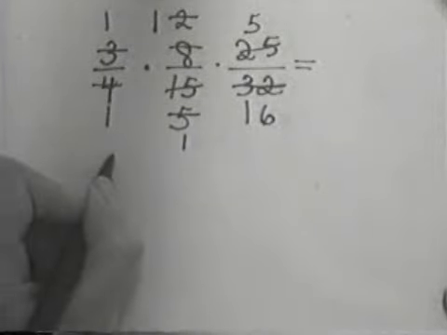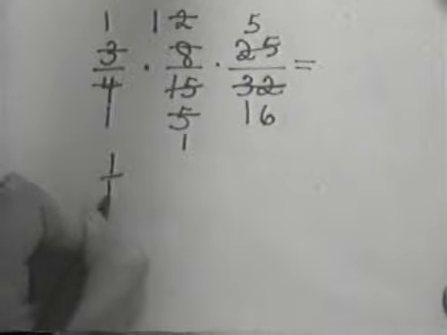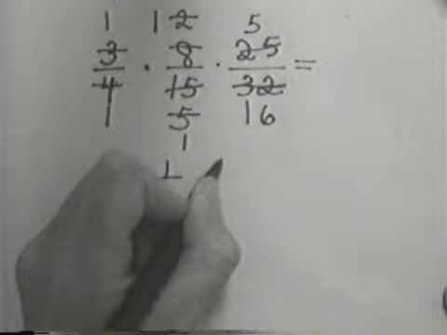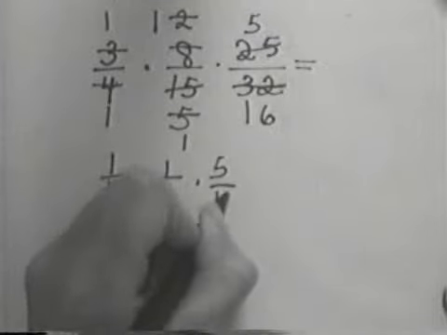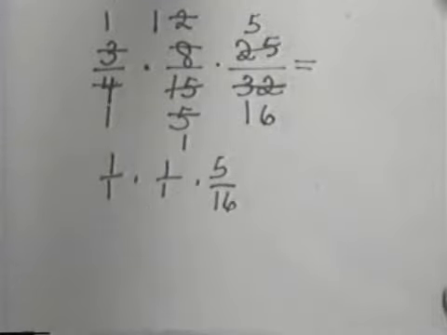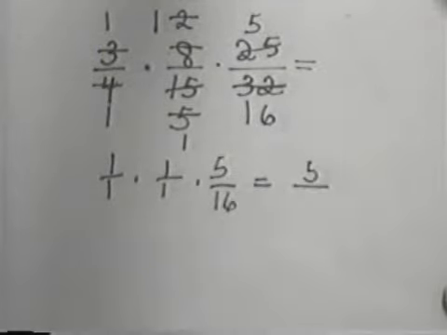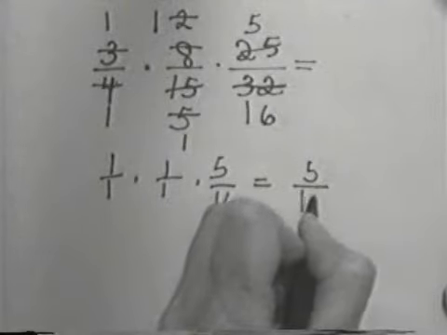That leaves me with 1 over 1 times 1 over 1 times 5 over 16. And when I multiply numerators together, I get 5. When I multiply denominators together, I get 16.